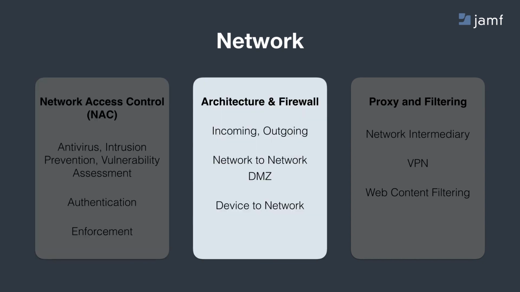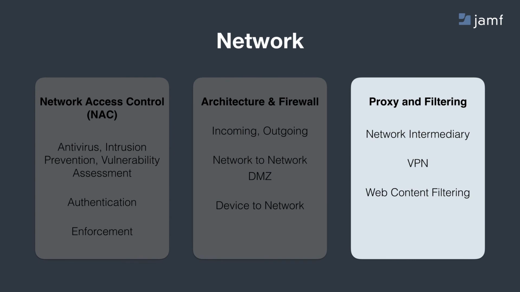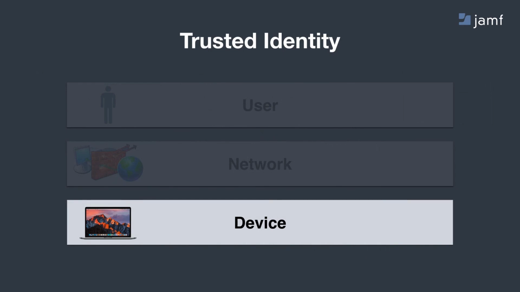The other is architecture and firewalls, so just understanding what traffic are you allowing in, what traffic is going out of your network, network-to-network and device-to-network communications, how do you leverage the demilitarized zone, all of these things that are kind of traditional in the network security profile. And then, of course, there's proxying and rerouting traffic, leveraging things like VPNs to ensure that you have a more secure environment. So multiple ways of doing that. I'll touch on how Jamf addresses that in a little bit.